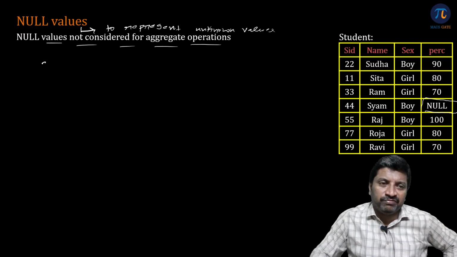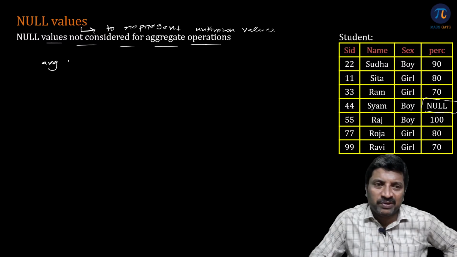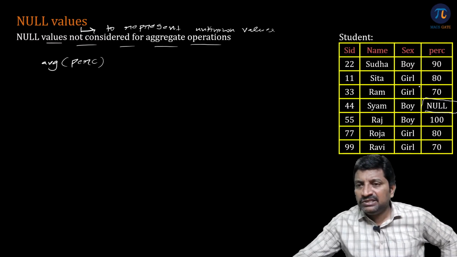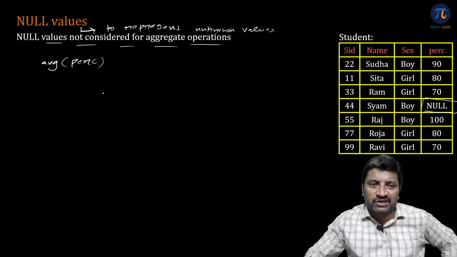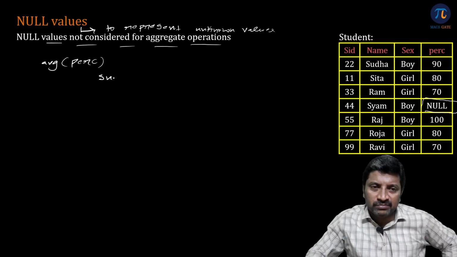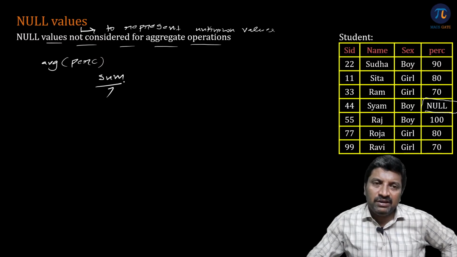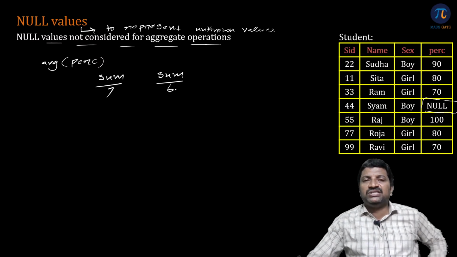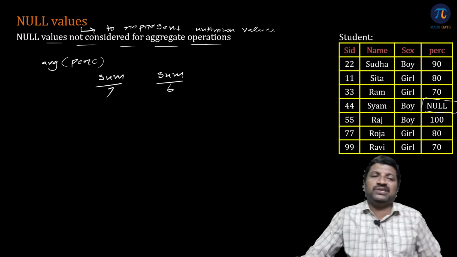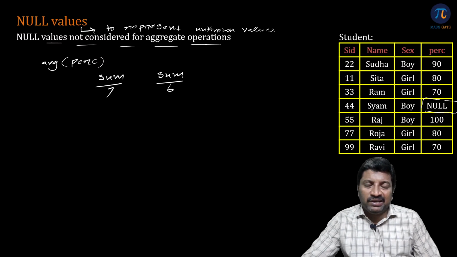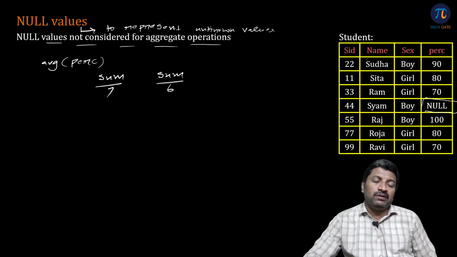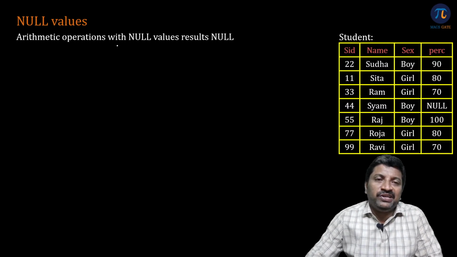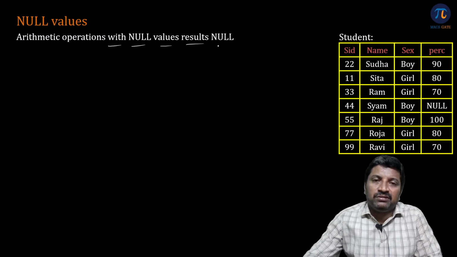Suppose I want to find the average of percentage. Generally, how many records do you have, sir? 7 records. So generally you need to write sum by 7. But here one null value is there, so we write only sum by 6. Hope you understood it. That is the meaning of it. So when you are applying aggregate operators, null values are not considered. Arithmetic operations with null values result in nulls.